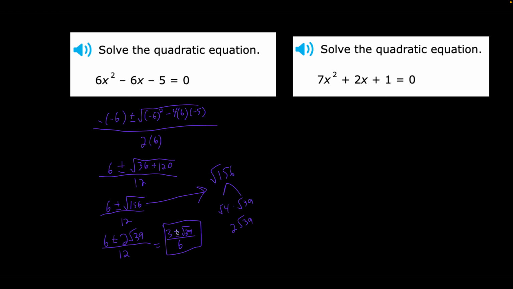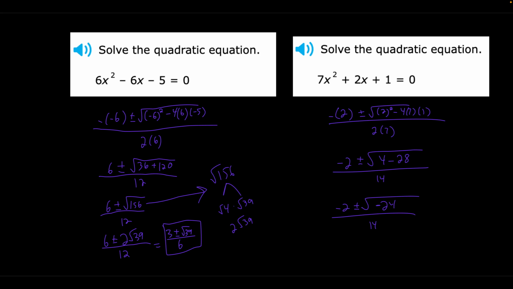Quick side note, you got 3 over 6 here, which you might think, oh, that can be reduced again, but remember you have to reduce everything by the same number. And so when I reduce by 2, I can't reduce 1 over 6 any further, so this is the final answer. For the second problem, you may have noticed something strange.